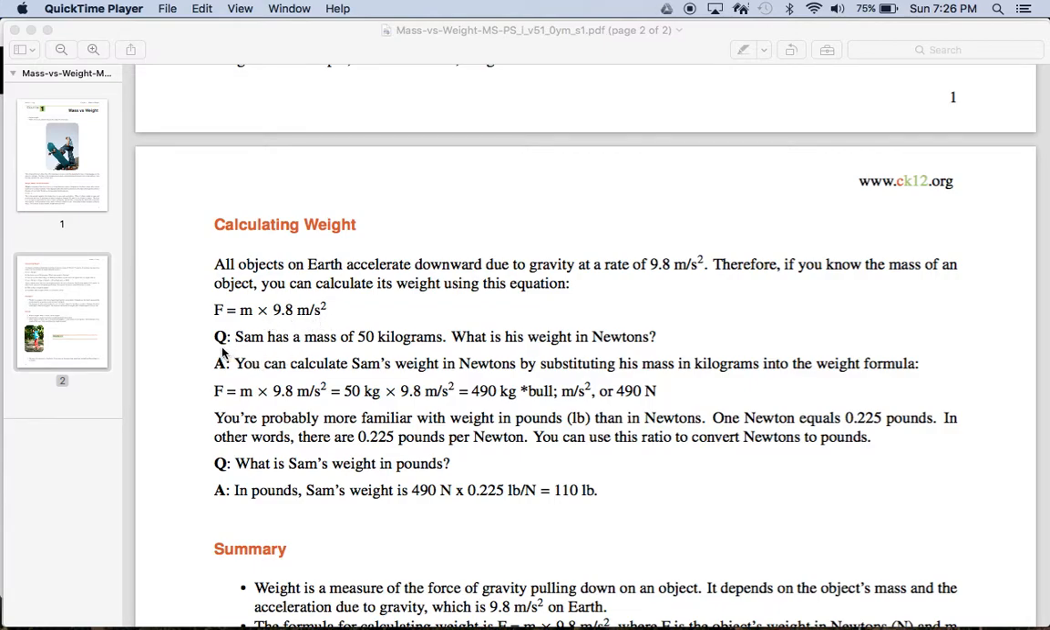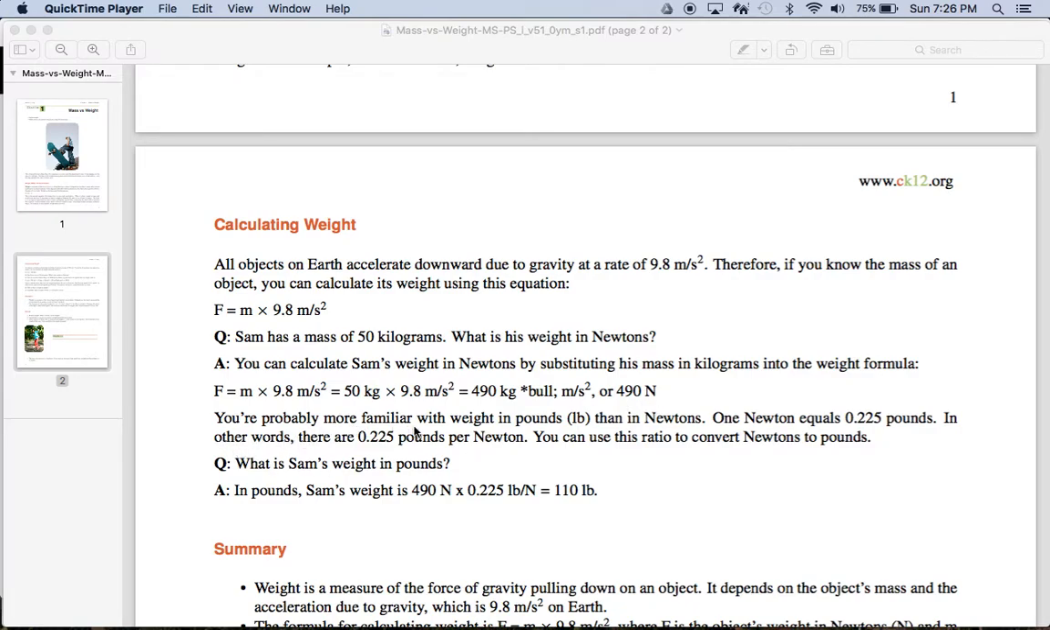Here's an example question. Sam has a mass of 50 kilograms. What is his weight in newtons? The answer. You can calculate Sam's weight in newtons by substituting his mass in kilograms into the weight formula. F equals m times 9.8 meters per second squared, equals 50 kilograms times 9.8 meters per second squared. The answer is 490 newtons.